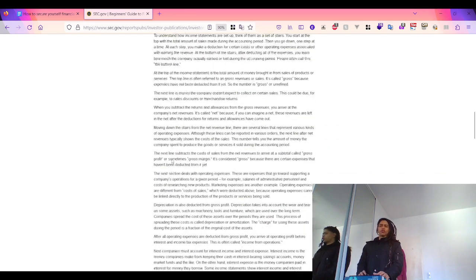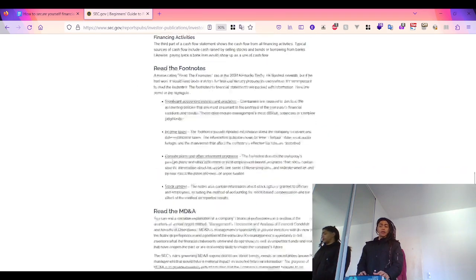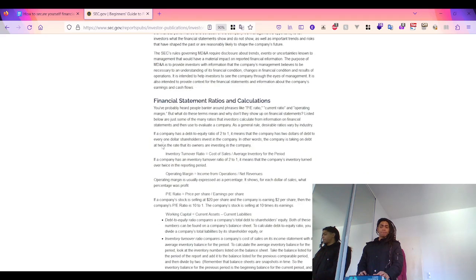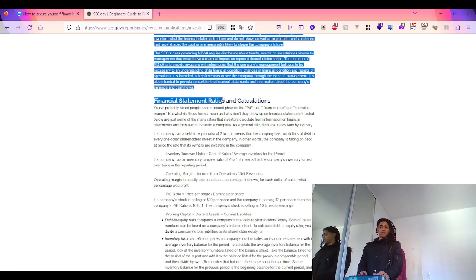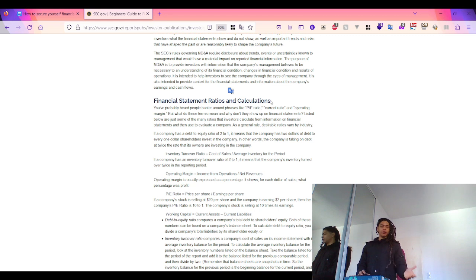So right now I'm going to jump straight to this section, which is the financial statement ratios and calculation, and make a quick overview of what I have learned so far from this section. The sec.gov site described here is a beginner guide to financial statements. And what are financial statements after all?